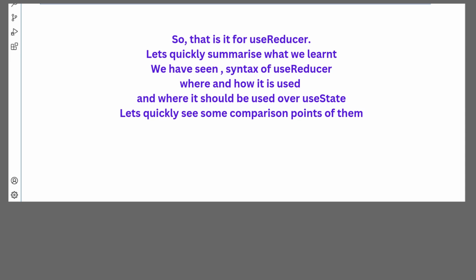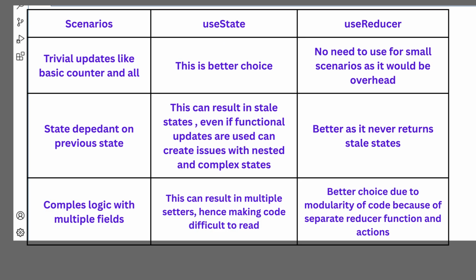So, that is it for useReducer. Let's quickly summarize what we learnt. We have seen the syntax of useReducer, where and how it is used, and where it should be used over useState. Let's quickly see some comparison points of them. I have compared useState and useReducer based on 3 common scenarios and when to use what. As you can see, for complex logic and multiple fields and states depending on previous state, useReducer shines. But for trivial cases it's overhead. So, use useState at that time.